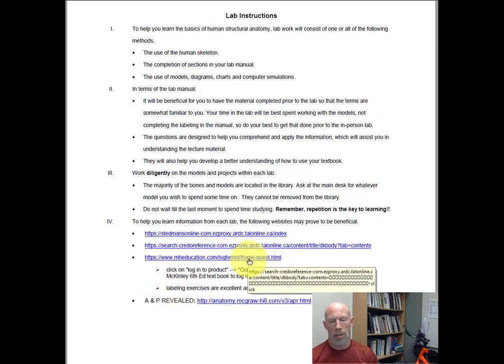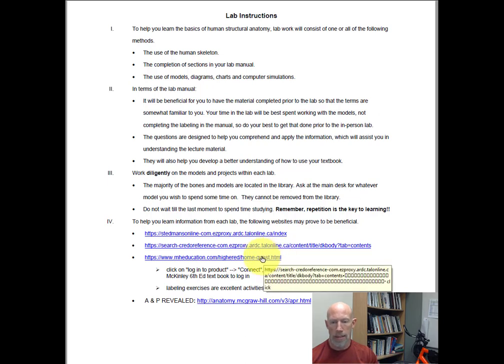This is just additional resources. It's not necessary to have access to be successful in the lab or the class, but just additional stuff there for you. And then same thing with the A&P Revealed. I don't believe you'll be able to access it without the key.